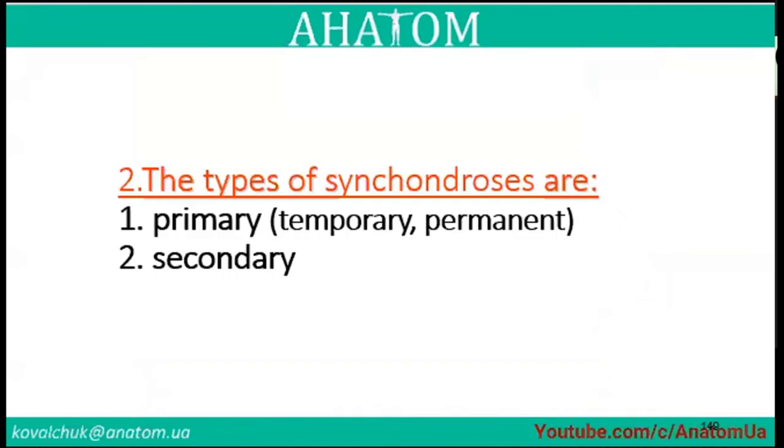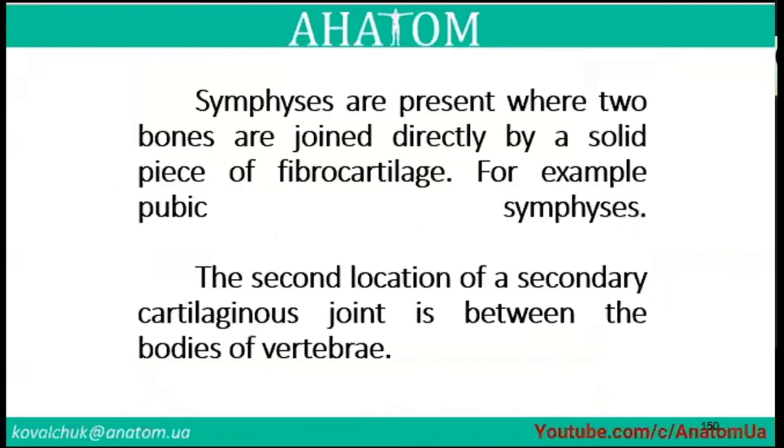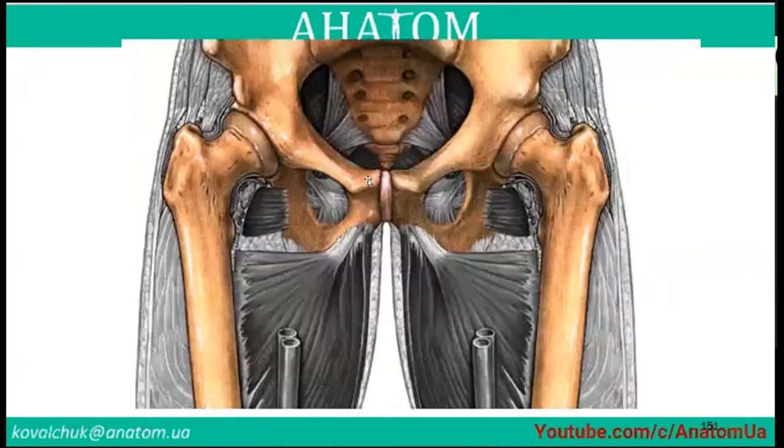So the types of the fibrous and cartilaginous joints, you remember three variants: syndesmosis, synchondrosis, and synostosis. Synchondroses are primary, temporary or permanent, and secondary. Symphyses are present where two bones are joined directly by solid fibrocartilage. For example, the pubic symphysis here. It's not a real joint. It's not an articulation.